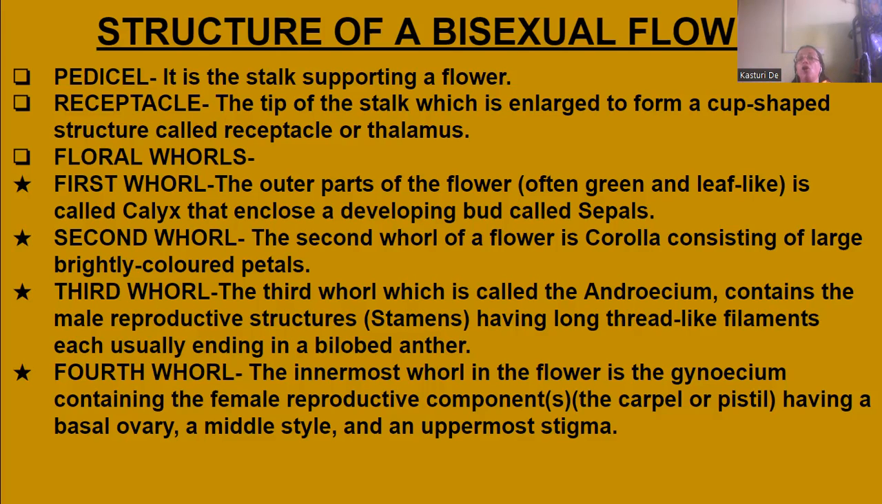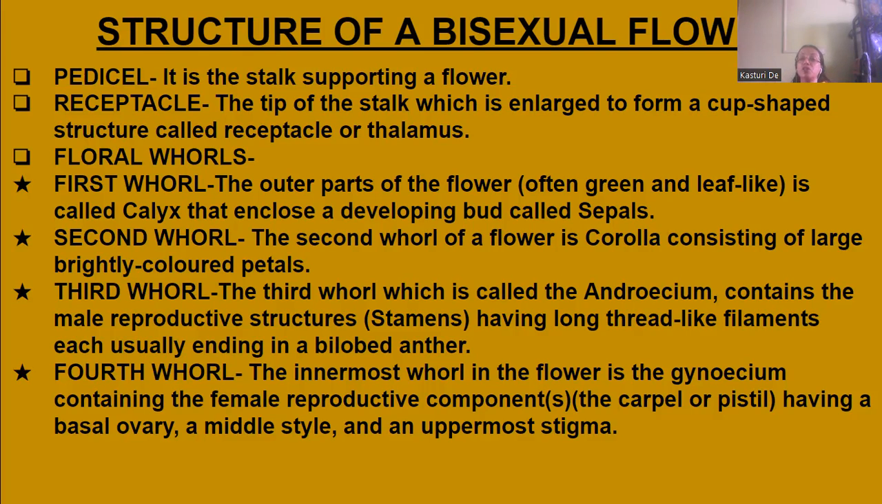Now, on this receptacle or thalamus, floral whorls are arranged. Floral leaves are arranged in whorls, and that's why they are known as floral whorls. Generally there are 4 floral whorls present. A complete flower, a rather typical flower, has all the 4 floral whorls.